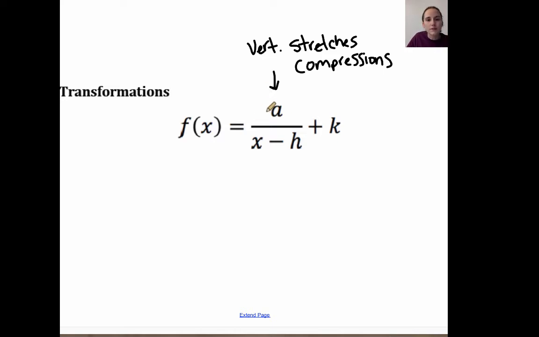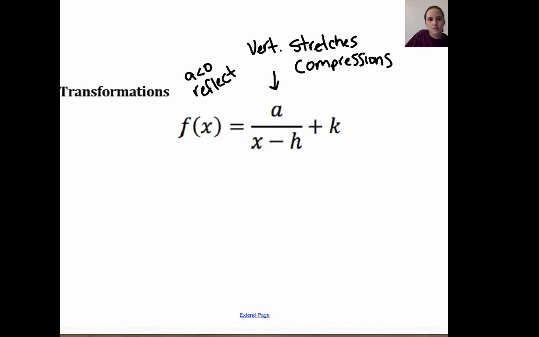Okay, if the A value is negative, it's going to cause it to reflect. If A is negative, less than 0, it'll be a reflection. I'm just going to say reflect. If A is less than 0, so if we have negative A, it's going to cause a reflection.